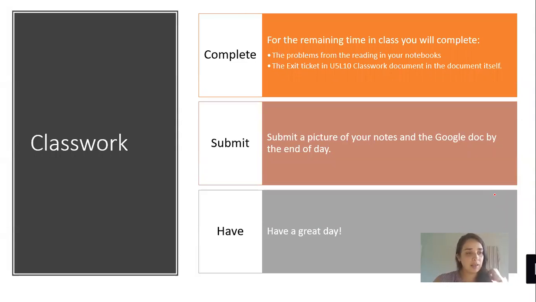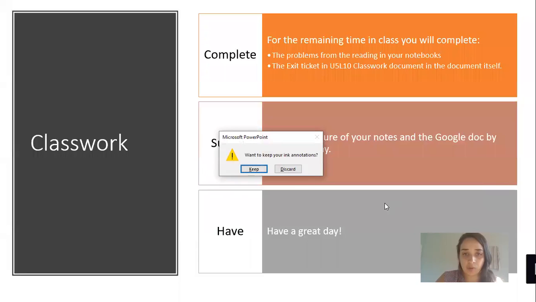So keeping that in mind, you are going to take the remainder of the class to solve the rest of those superposition problems in your notebooks. Then you are going to complete the exit ticket that is in the Unit 5 Lesson 10 classwork document. You'll complete that in the document itself. By the end of this period, please submit your Google document and the pictures of your notes. If you have any questions, let your teacher know.